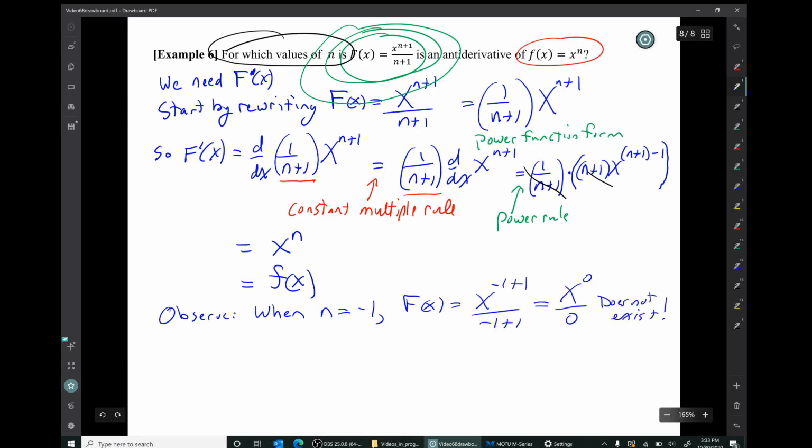When n equals negative 1, capital F does not even exist. So capital F could not be an antiderivative of little f in that situation because capital F doesn't even exist. We realize that that's the only time when capital F of x does not exist. When n equals -1, capital F does not exist. So capital F is not an antiderivative of little f in that case. So the answer to the question, for which values of n is capital F an antiderivative of little f, we realize the answer to that question is for all real numbers n except n equals -1.